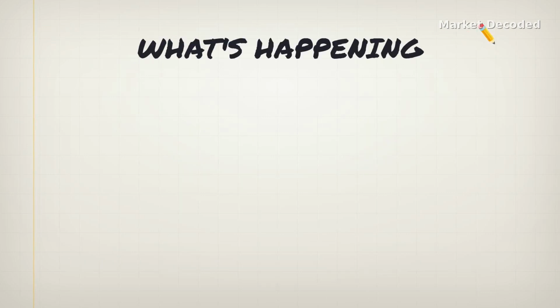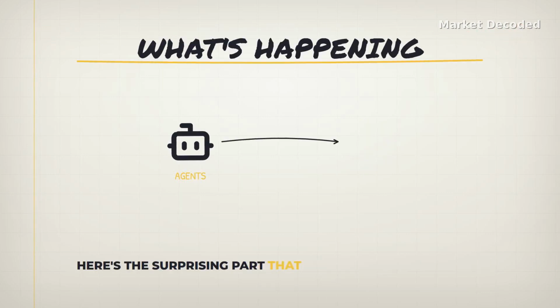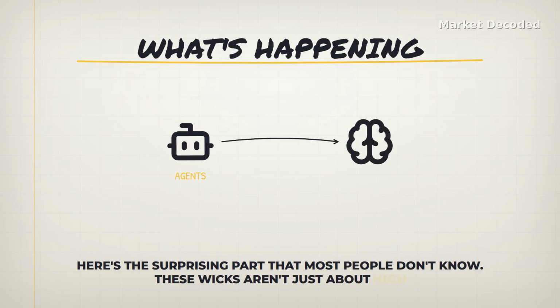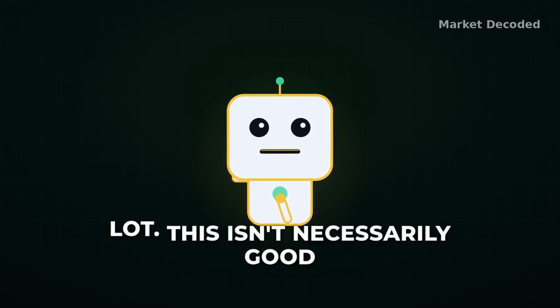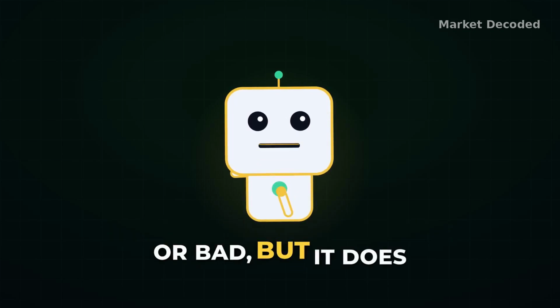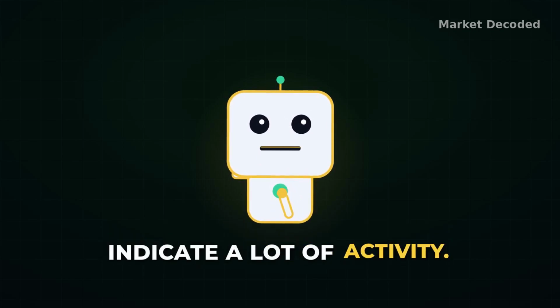And here's the surprising part that most people don't know. These wicks aren't just about highs and lows. They can tell you more about market momentum. A small body with big wicks suggests a day of volatility. Our stick figure was dancing around a lot. This isn't necessarily good or bad, but it does indicate a lot of activity.